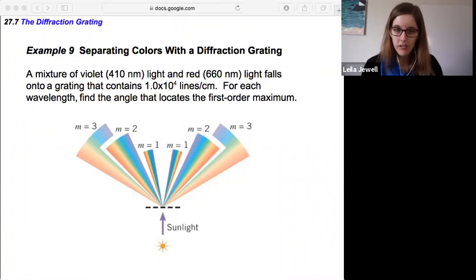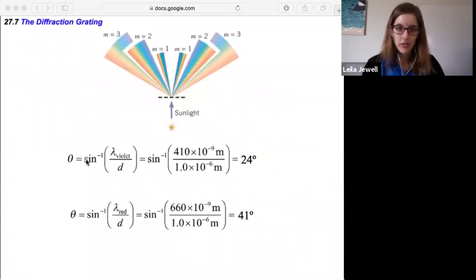So now we can see how that goes into solving it. If we solve for our angle theta with our condition for diffraction, we take inverse sine of, notice the 1 isn't even in here because it's first order, so it'd be 1 times the wavelength of violet light divided by d, where d is this 1 times 10 to the minus 6 meters. For the wavelength of the violet light, 410 nano becomes 10 to the minus 9 meters. And if you calculate that out, you get 24 degrees.